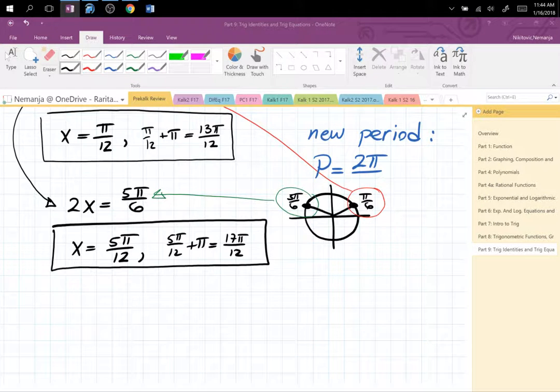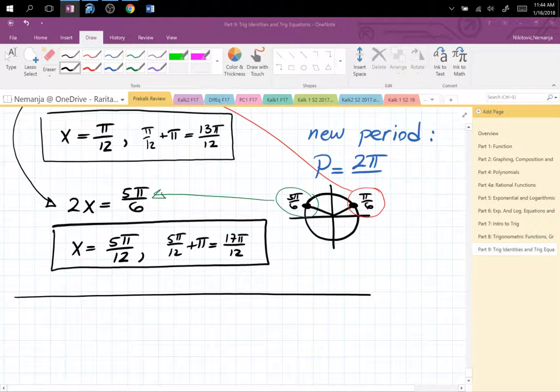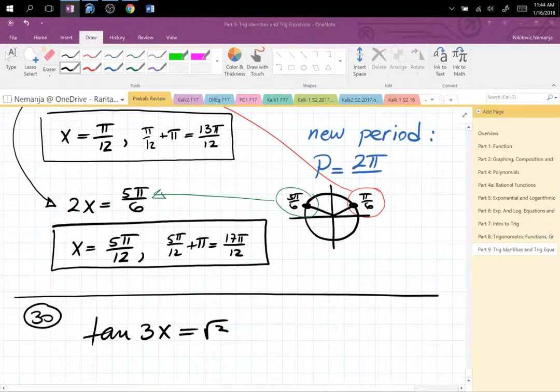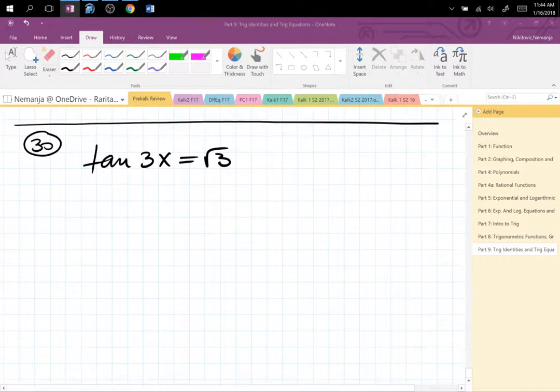One more equation. This time I want to use 3. Let's see what they have. Oh, problem 30. Tangent 3x equals root 3. Done. Cool.